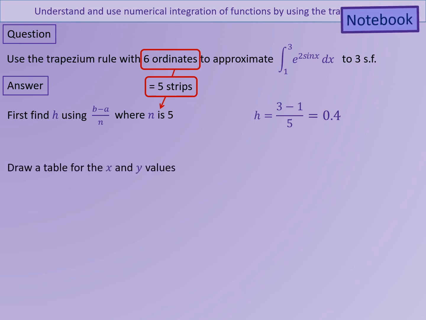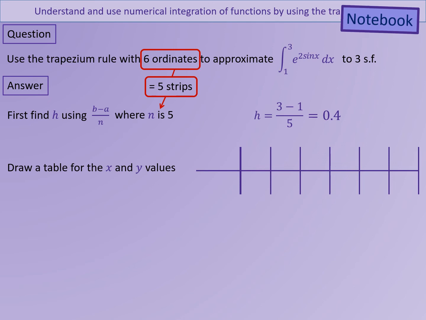At this point, it's important to draw a table with the x and y values in. This is so that you've then got the values to substitute into the formula when we come to it. Make sure that your table has the correct number of x and y values, and make sure that your first x value is, in this case, 1, and your last x value is 3. It should then go up nicely in steps of 0.4.